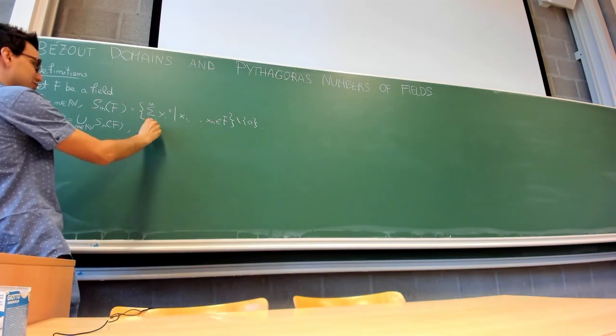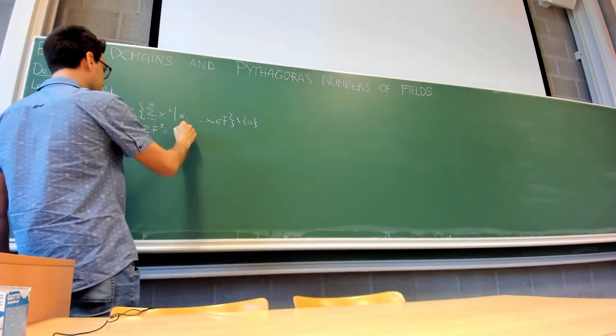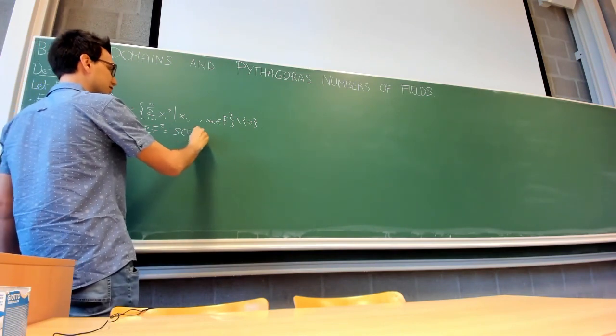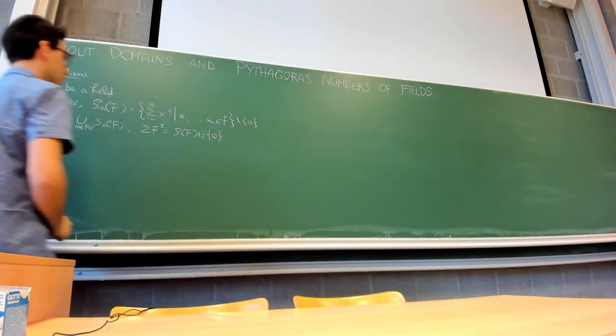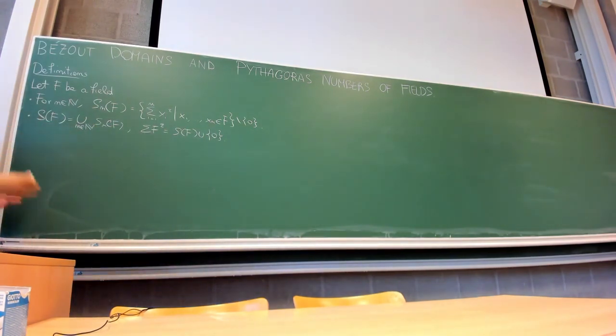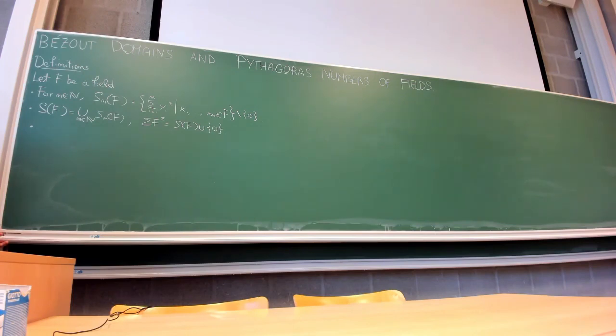And unfortunately I also need a notation for all the sums of squares in f including 0. I know they are almost the same, but it's annoying to write statements with only one of the two notations. And I need the definition of Pythagoras number.